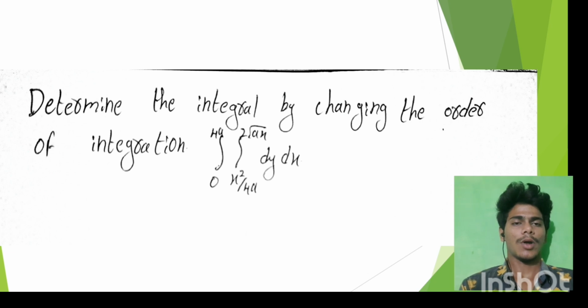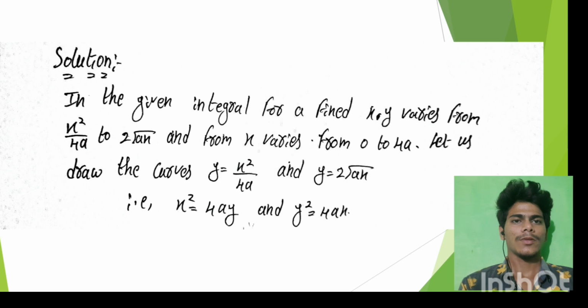My problem is to evaluate the integral by changing the order of integration. Integral 0 to 4a, integral x square by 4a to 2 root ax, dy dx. Solution. In the given integral, for a fixed x, y varies from x square by 4a to 2 root ax, and x varies from 0 to 4a.